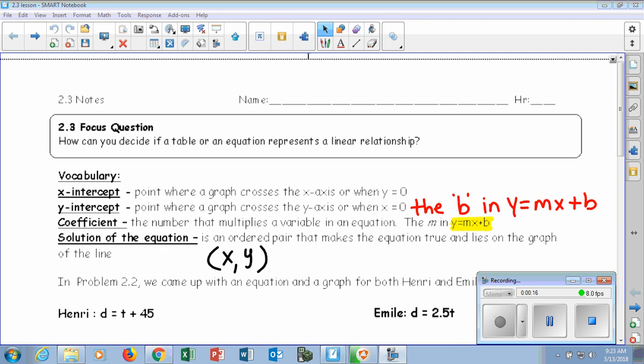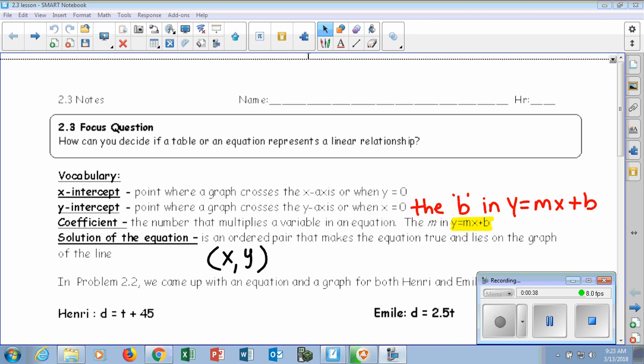X-intercept: points where a graph crosses the x-axis, or when y equals 0. The y-intercept is the point where a graph crosses the y-axis, or where x equals 0. Coefficient: the number that multiplies a variable in an equation.